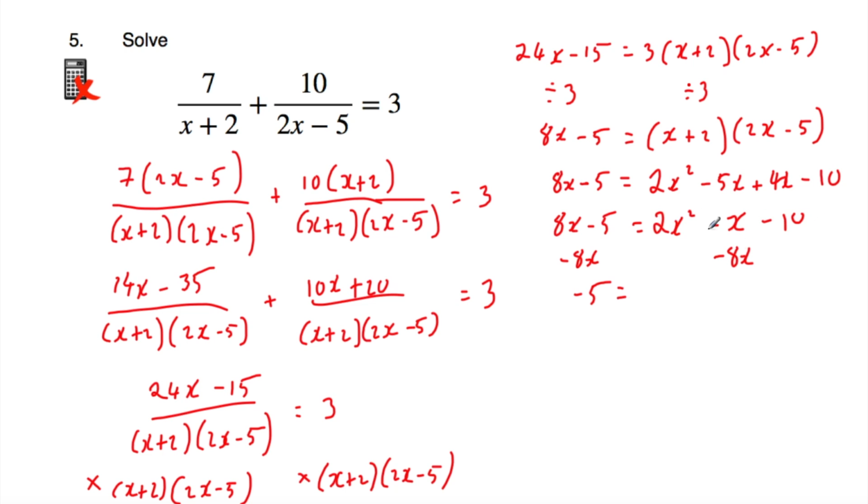And then on our right-hand side, we'll have our 2x squared, minus x, take away another 8x's, will be minus 9x's. And then we've still got our minus 10. So we've just taken away 8x's from both sides of the equation.